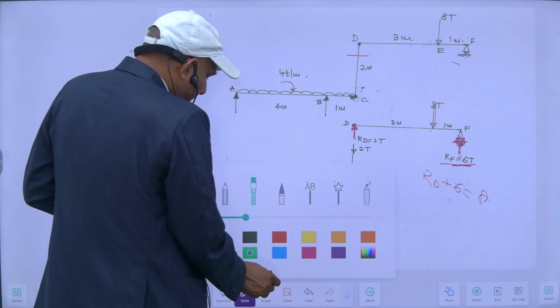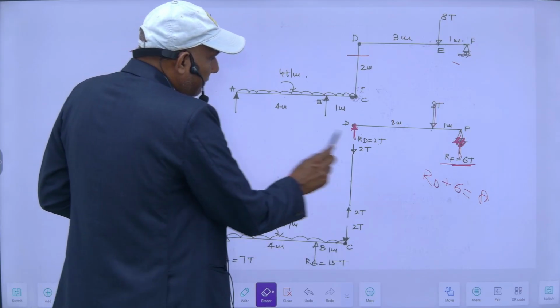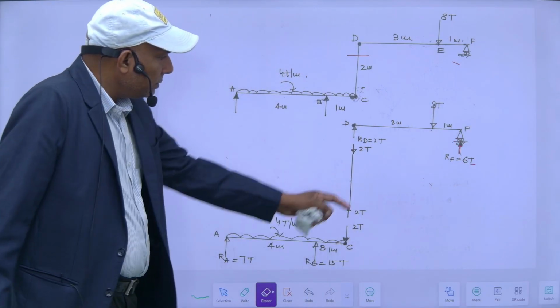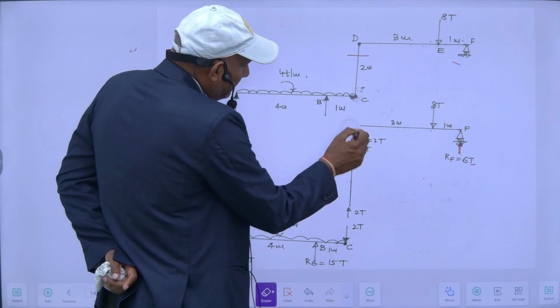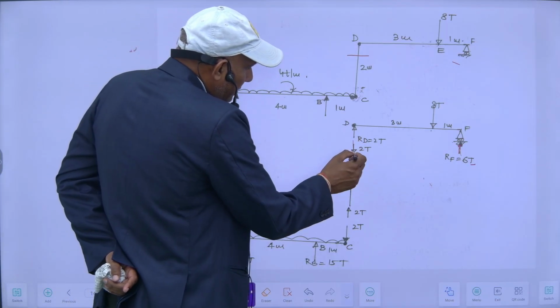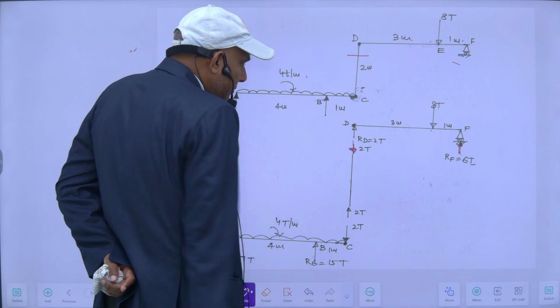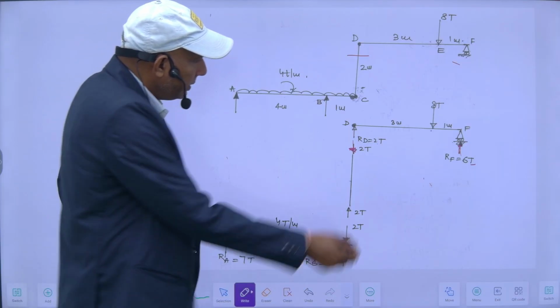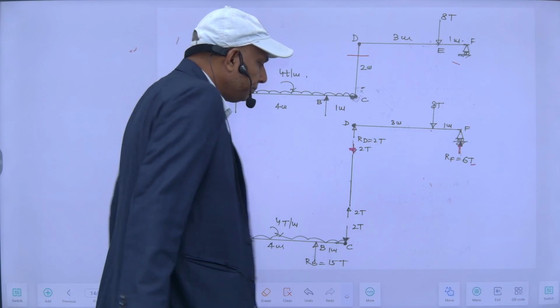So now this is a free body diagram of the DF portion. So for this load, since this load is vertically upward, this must be vertically downward, 2 kilonewton. No moment, both are hinged, and no horizontal load since this is a roller.